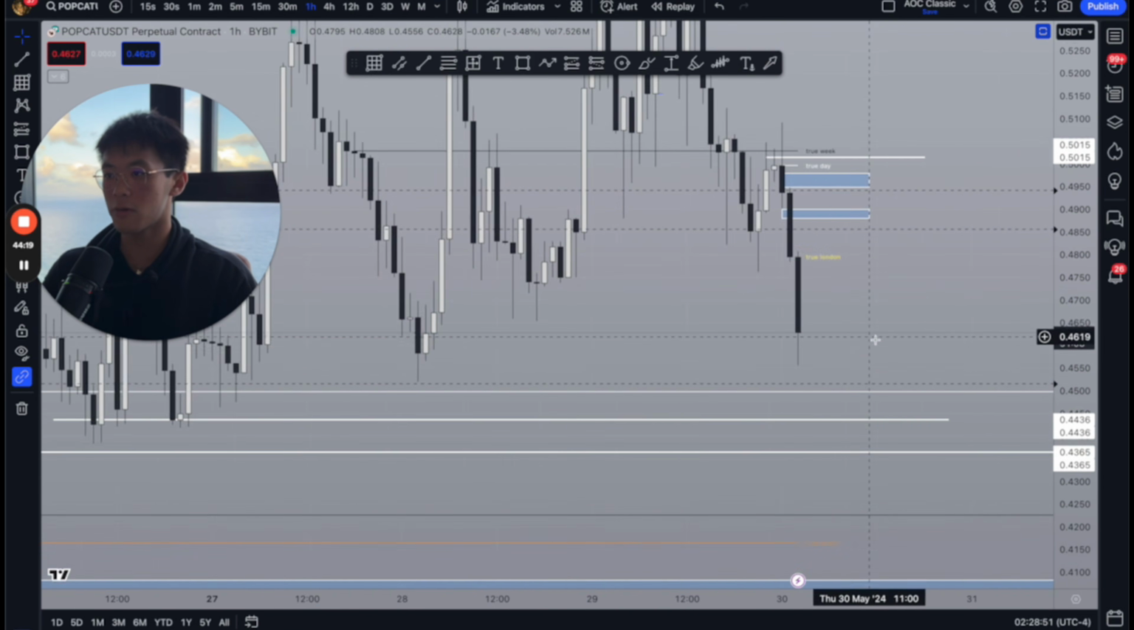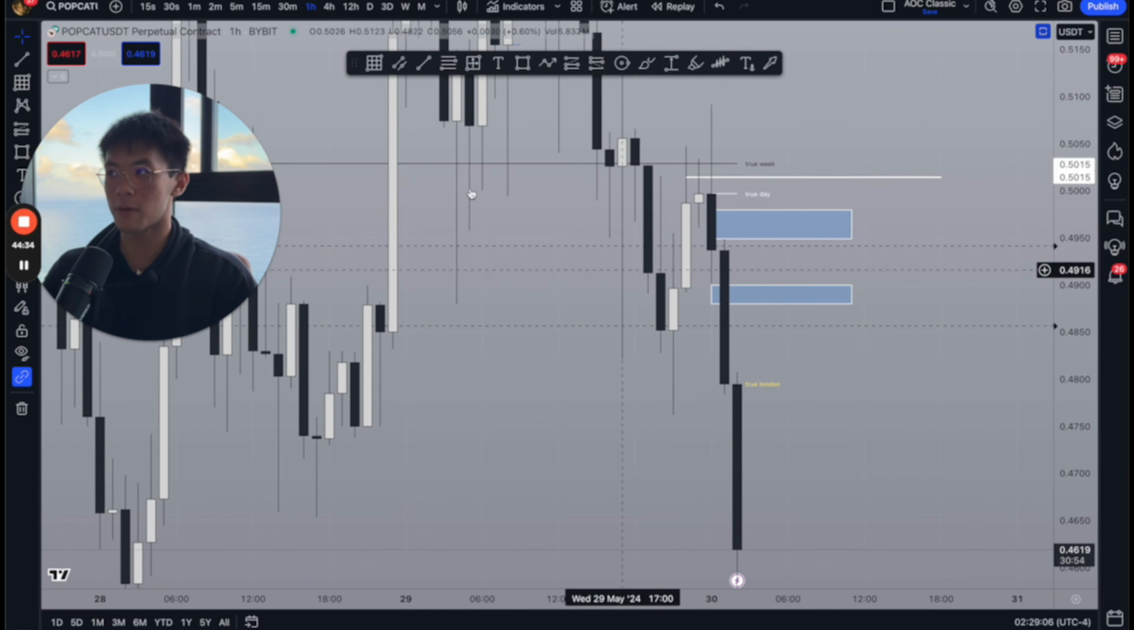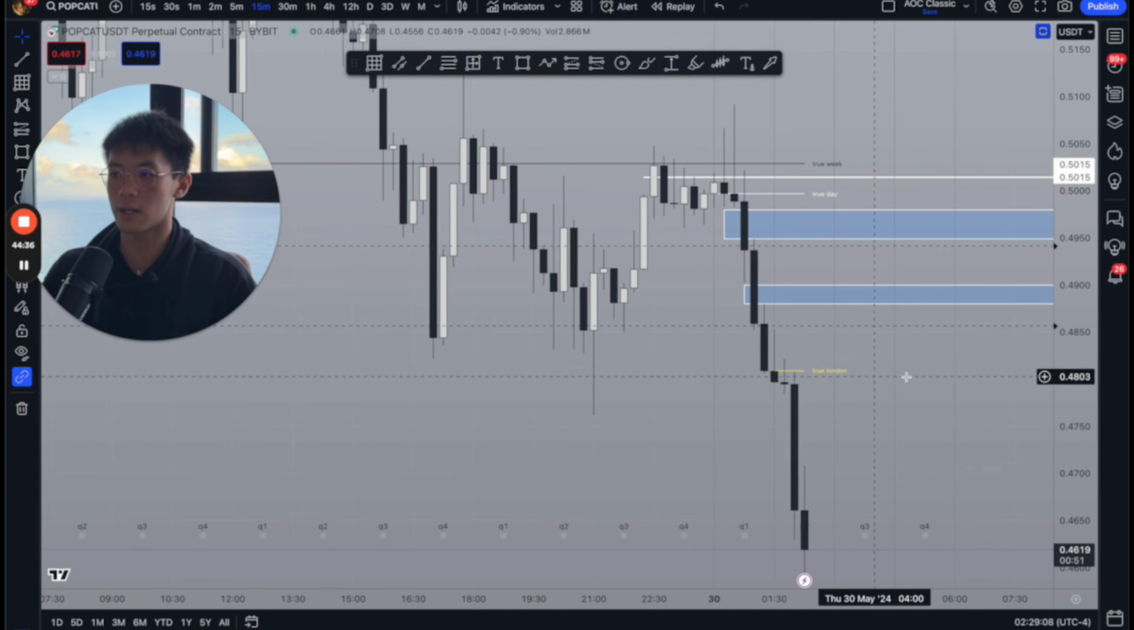So all we want to look for once these levels get hit is, again, a displacement. You want to see some kind of aggressive move. You want to see a fair value gap getting left behind, and then you're going to take that trade once price retraces back into that fair value gap. So in this case, there would be 2 fair value gaps. Oops, I was on the 1 hour chart.